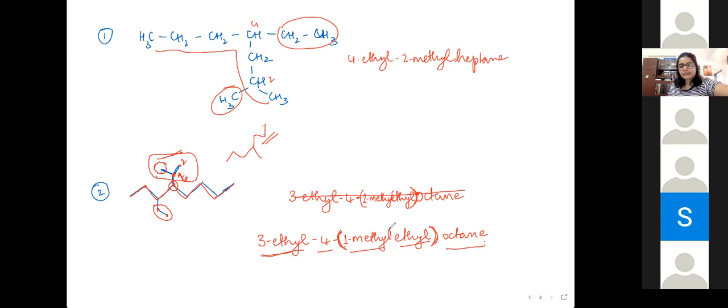Ma'am, is it necessary to write the 1, or is it okay if we only do the bracket? Better to write it, just make it clear, okay, first carbon. Common name you can say for isopropyl also, like we'll come across that.